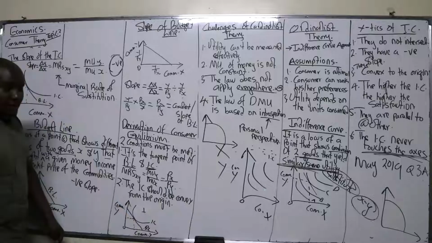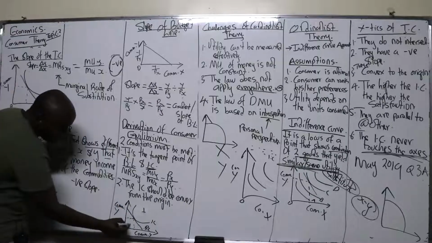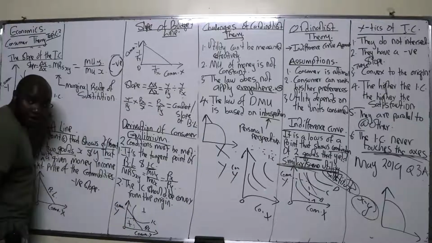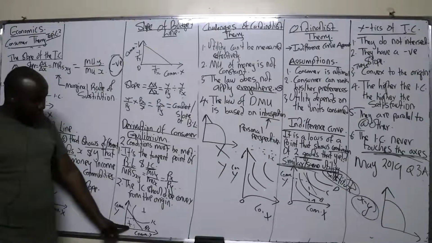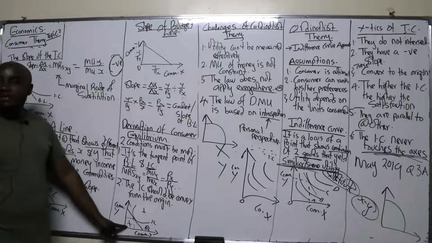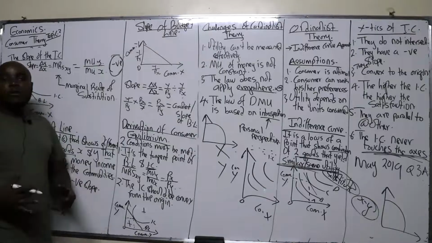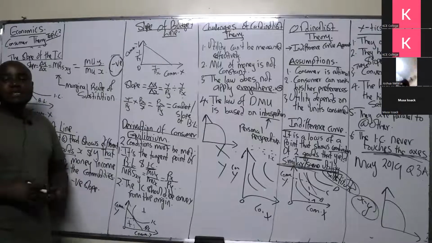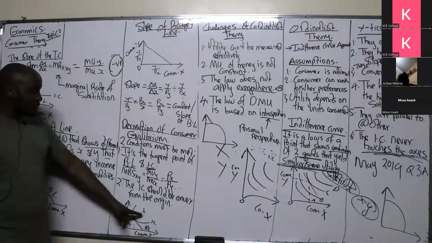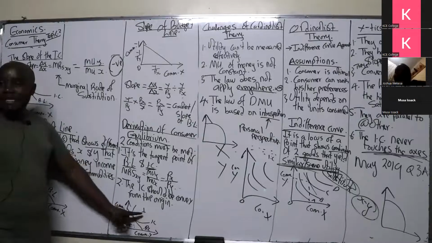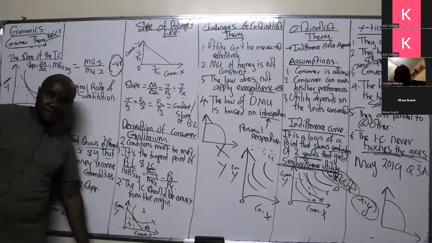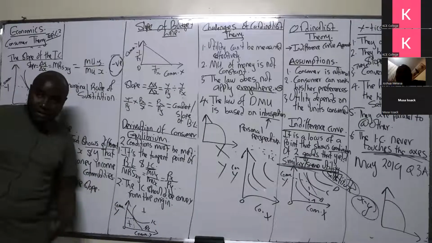As well, the consumer cannot consume there. Why? Because his level of satisfaction is low. So he cannot consume in here because his level of satisfaction is not yet met. Neither can he consume at this point because here it is unattainable in respect to his budget line. Is that understandable? Yes.